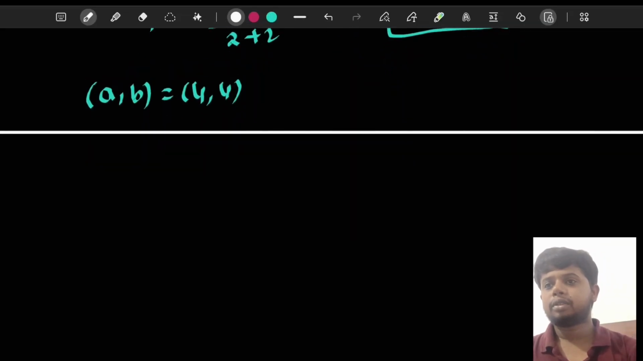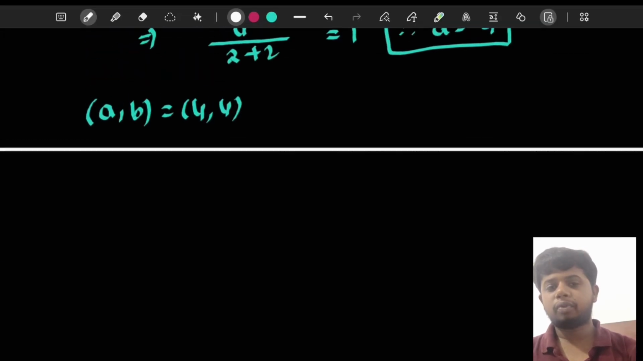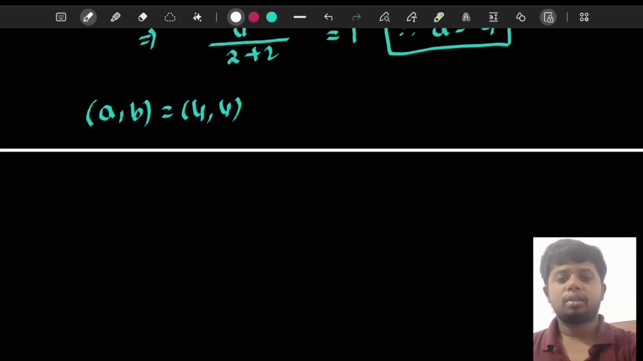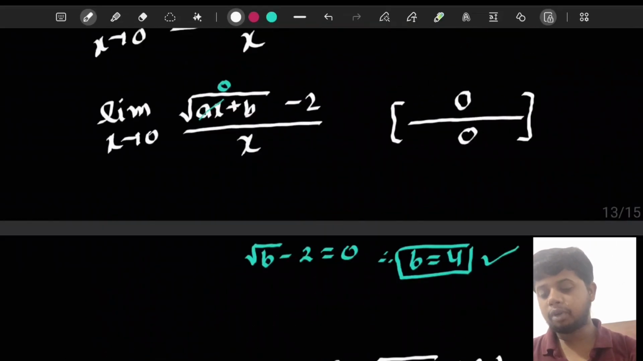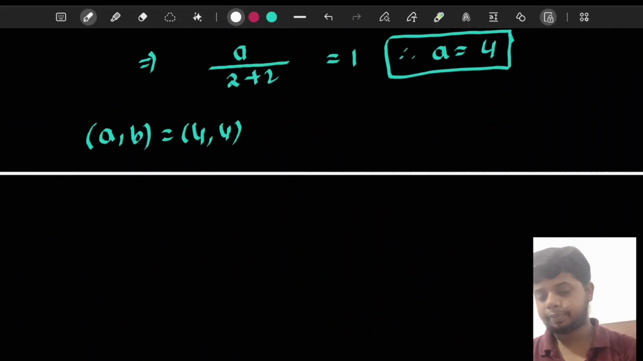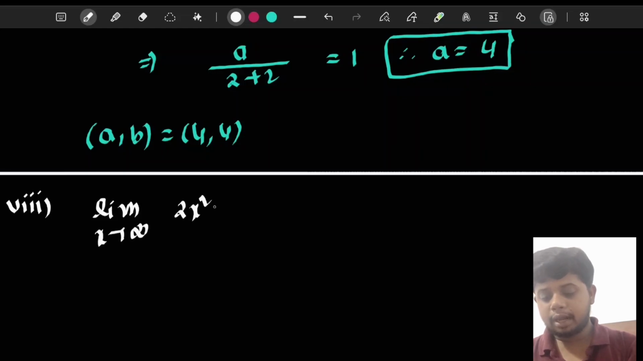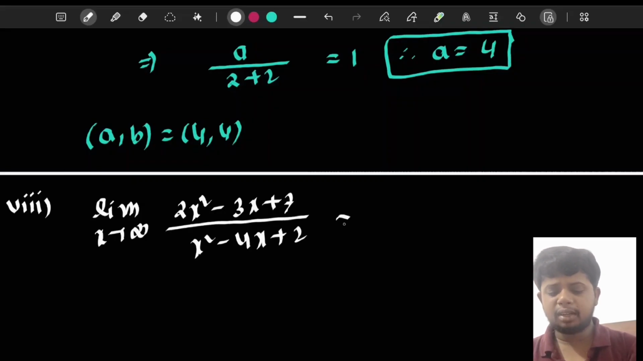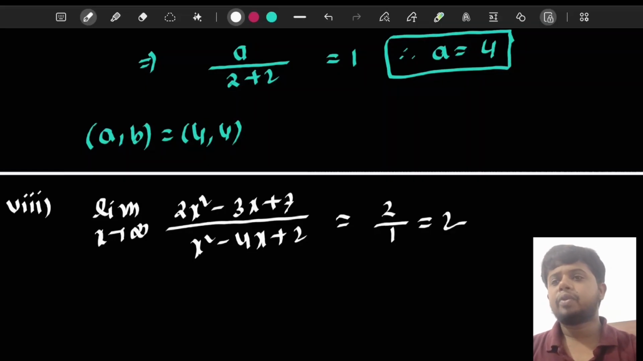Next, now you tell me what is the answer of this question. Question number one question I'm giving you 7, 8. You tell me limit x tend to infinity 2x square minus 3x plus 7 upon x square minus 4x plus 2. You'll say, sir, degree is same now. I'll say yes, the degree is same. So what is the answer? I'll say 2 by 1 means 2. Correct. Very good. Next.